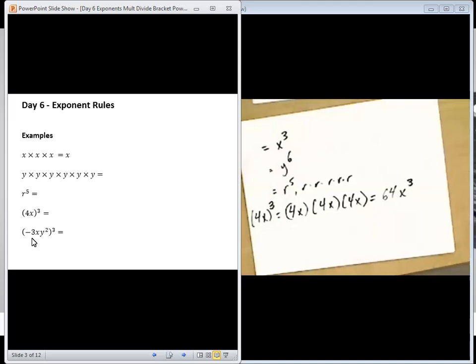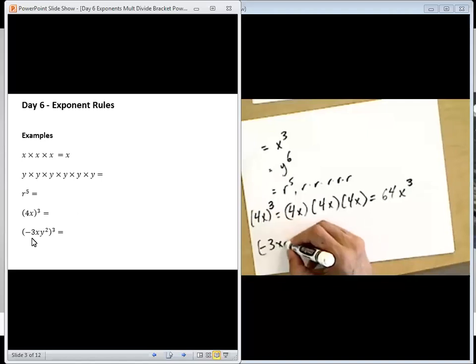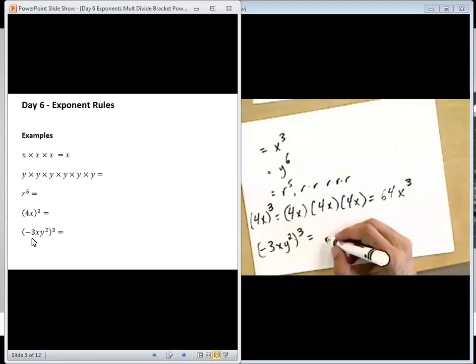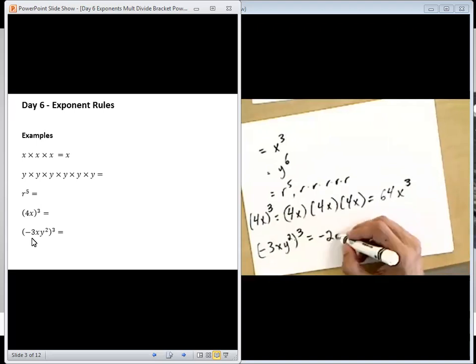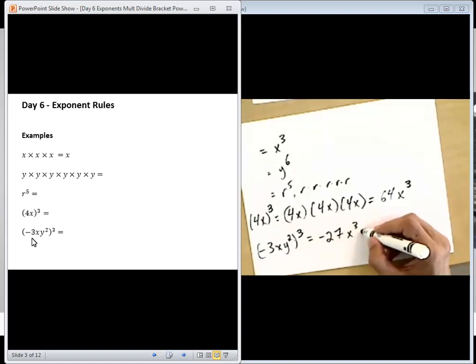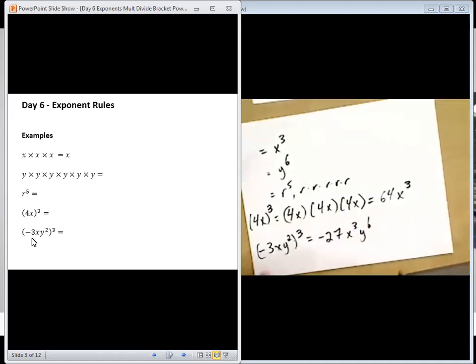The last one, it's still a 3. -3 xy 2. Okay, Mark, I heard you're minus 27. It is. Skipping to the final answer. What the heck? How does that come?